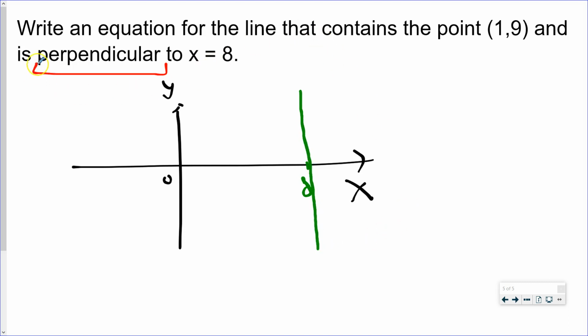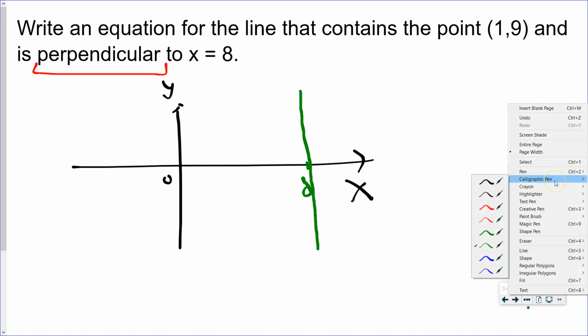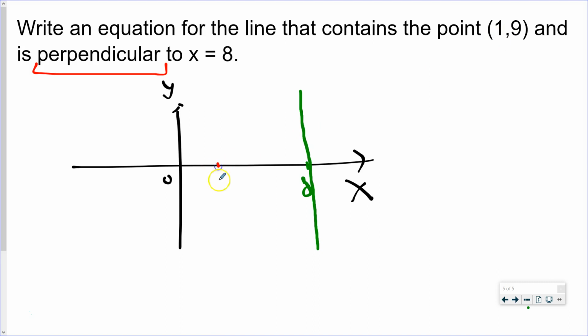But this time we want a line that is perpendicular to this. So the line has to be going that direction. It's definitely going to be a horizontal line. We just have to figure out where that thing is. I want (1, 9). So let's say this is 1, and 9 is all the way over here. This is my (1, 9). This time I want to draw a horizontal line that is at least touching this point. That's basically what the question is saying.